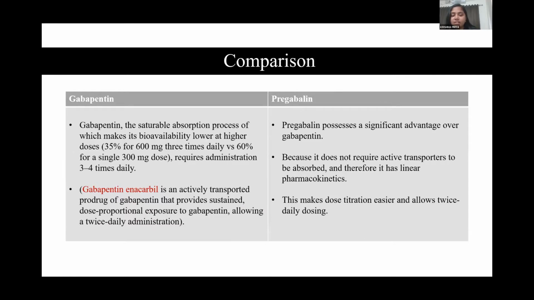In comparison, gabapentin has a saturable absorption process, which makes its availability lower at higher doses, that is 35% for 600 milligrams 3 times daily versus 60% for a single 300 milligram dose. So it requires administration 3 to 4 times daily. But newer preparations like gabapentin enacarbil, an actively transported prodrug of gabapentin, provide sustained dose-proportional exposure to gabapentin, allowing twice daily administration. But pregabalin has a significant advantage over gabapentin, because it does not require active transporters to be absorbed. Therefore, it has linear pharmacokinetics. This makes dose titration easier and allows twice daily dosing.